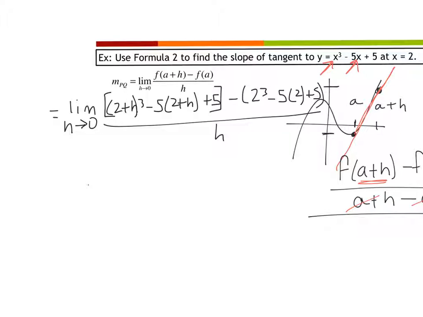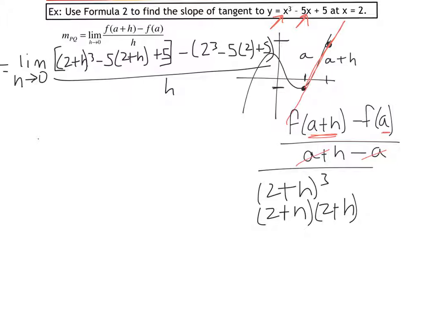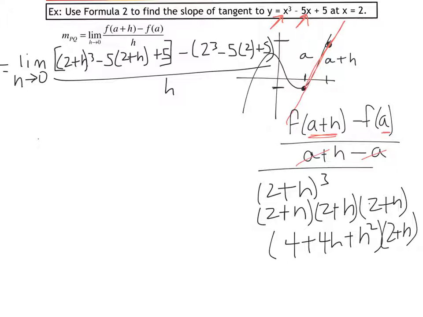I would go off on the side, and I'd be like, 2 plus h cubed means 2 plus h times 2 plus h times 2 plus h, which is 4 plus 4h plus h squared times 2 plus h. It is not, by the way, if you just thought, oh, I could just do 8 plus h cubed, you are totally wrong. Look at all this work.